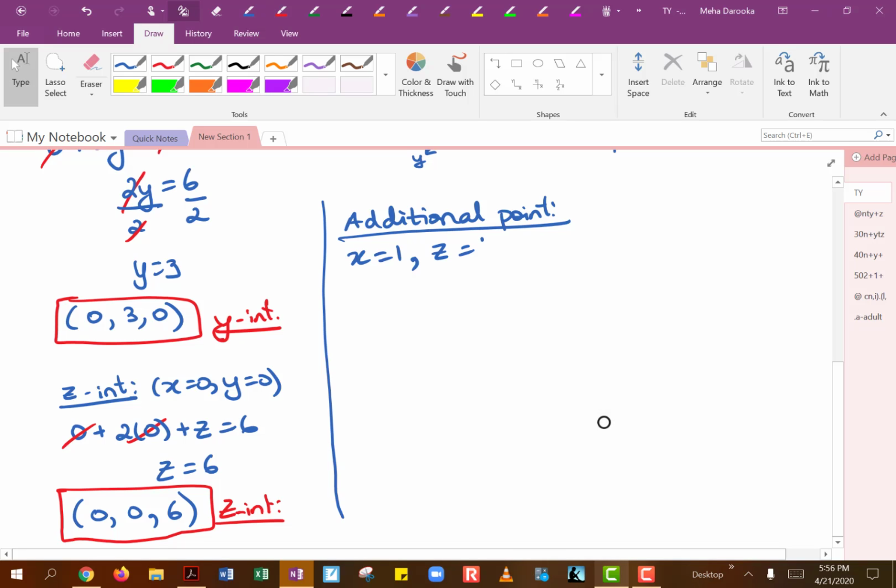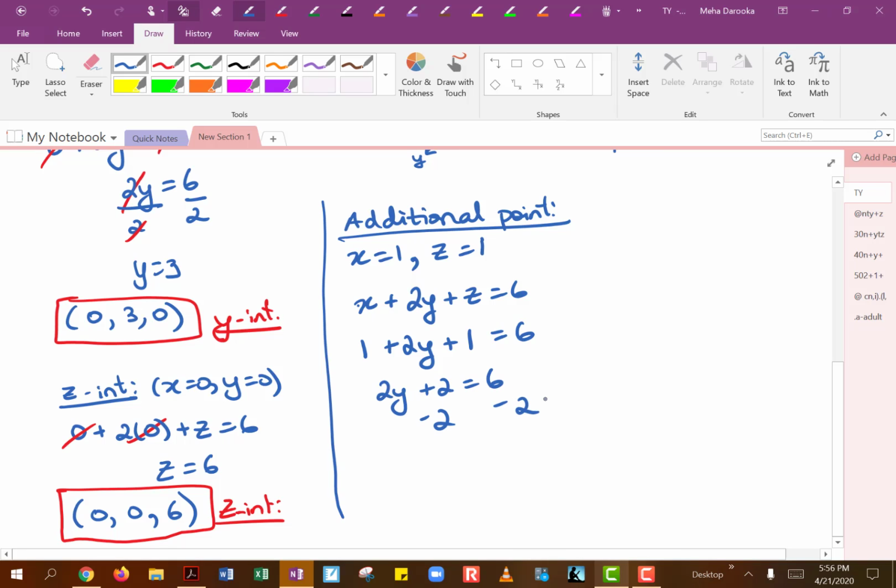So this will give us our original equation. With x equals 1, we are trying to find y, and z equals 1, this equals 6. So 1 plus 1, of course, will give us 2. Move that 2 to the other side, and we end up getting 2y equals 6 minus 2, which is 4. Divide both sides by 2 so that we can get y by itself.